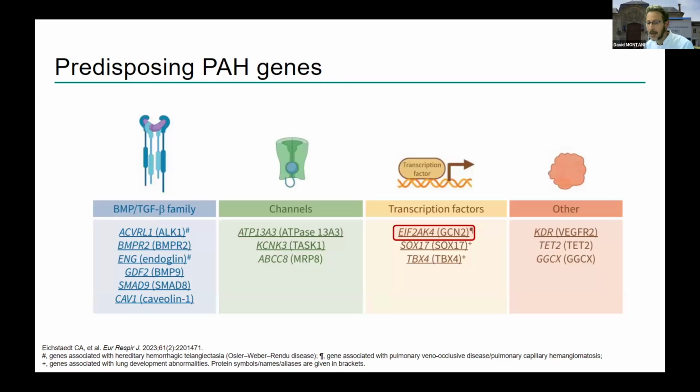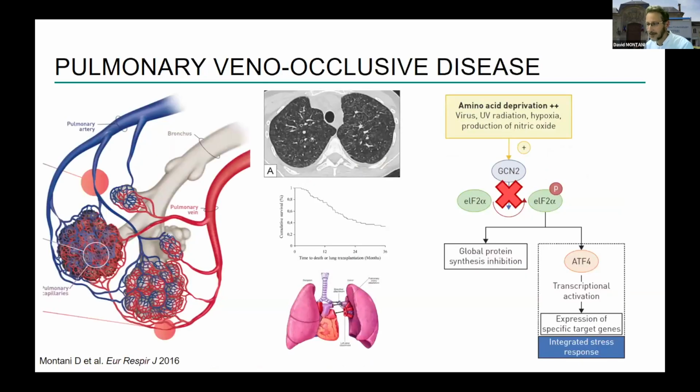The second patient had a biallelic EIF2AK4 mutation. This mutation predisposes to a very specific form of pulmonary arterial hypertension called pulmonary veno-occlusive disease. In this disease, to date, we have no proof that the current treatments we use in PH are useful and safe. So usually these patients require lung transplantation, and they do not respond to vasodilators to date.